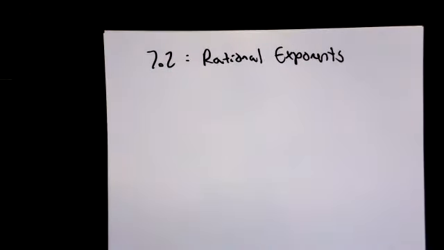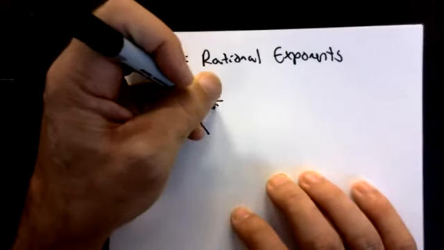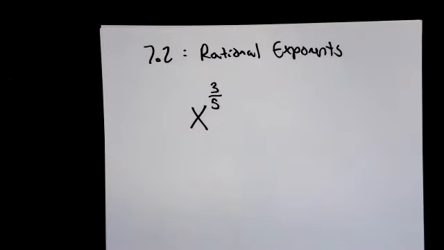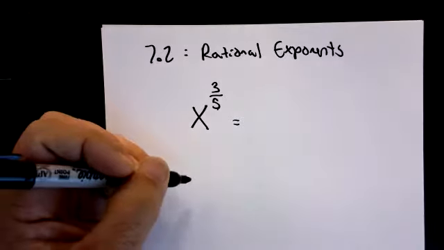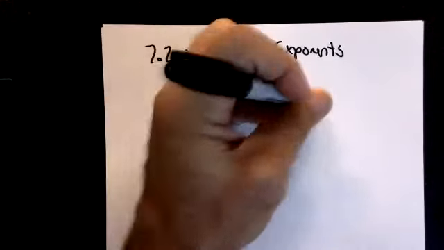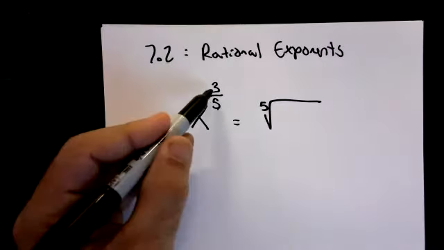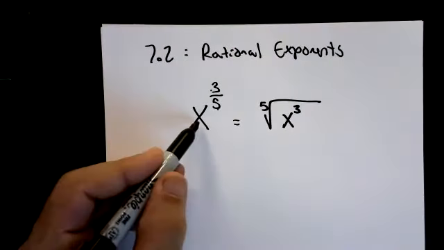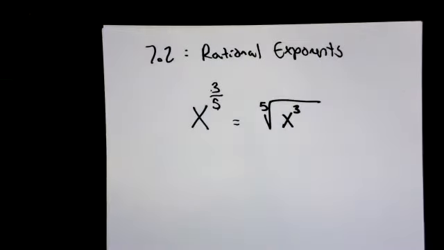Okay, rational exponents are the same as roots. For example, x to the 3/5 power means, okay, whatever your bottom number of your fraction is the root number. And then if there's a numerator to the fraction, that becomes your exponent. So x to the 3/5 power means the 5th root of x cubed.